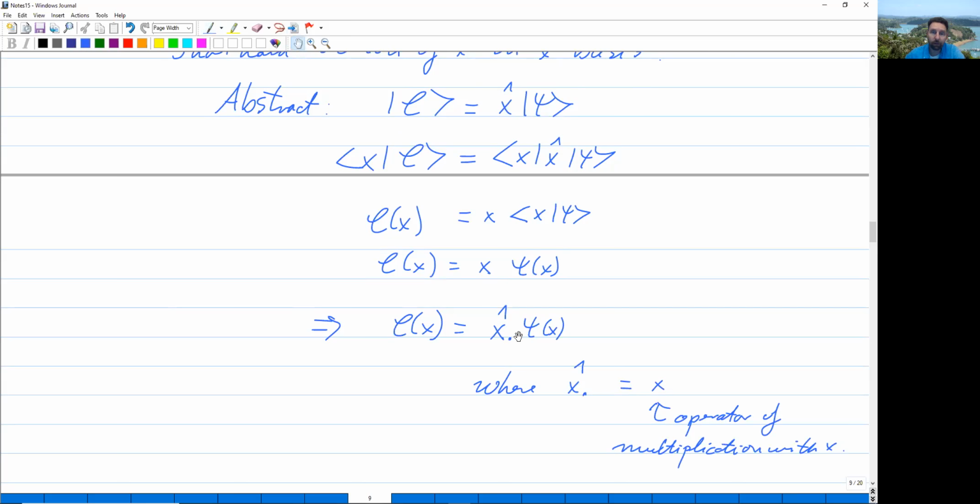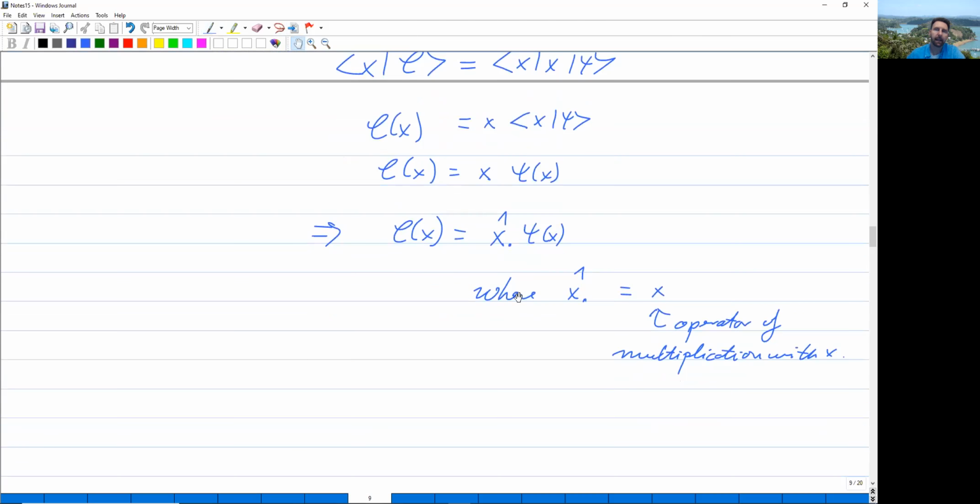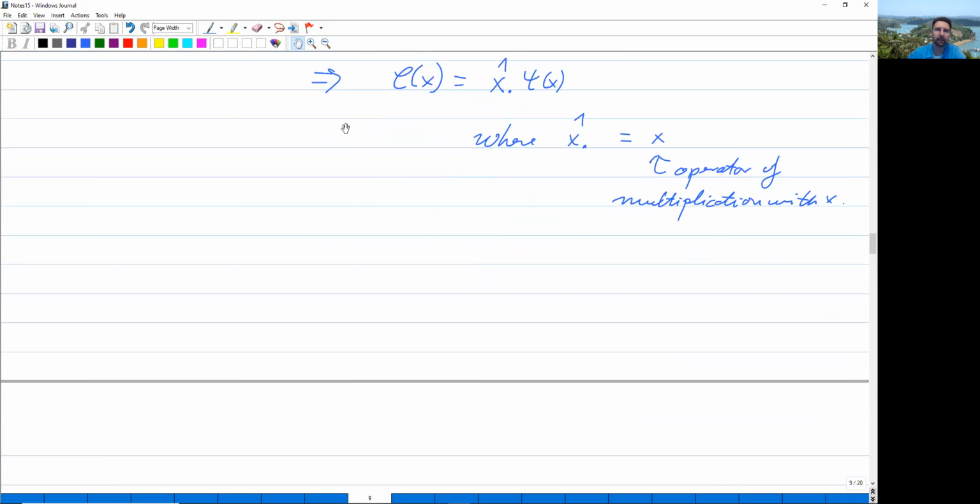Remember that this dot notation always implies that you've chosen a basis. The x hat dot in the position basis is like that, but the x hat dot in some other basis will be different. And I trust that you can do all those things very easily now. So we have the position representation all wrapped up.